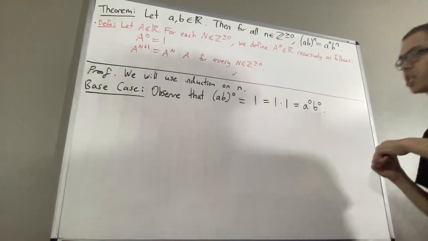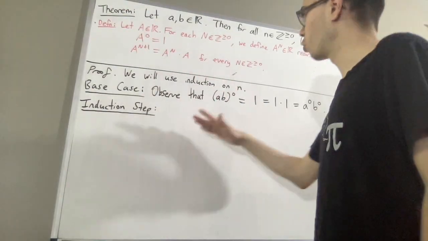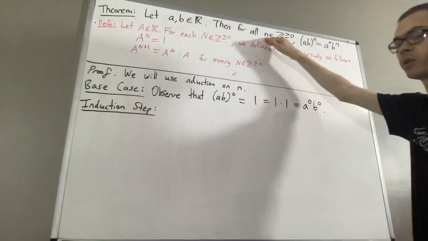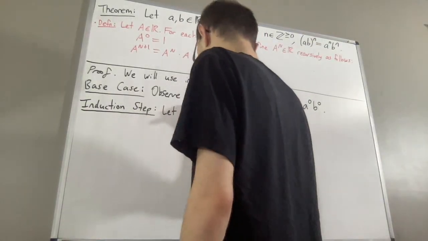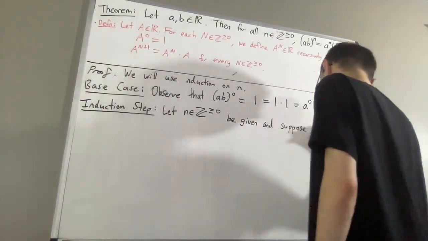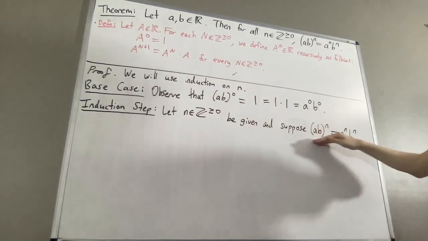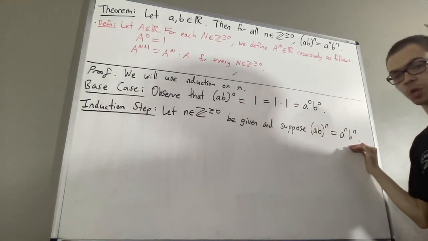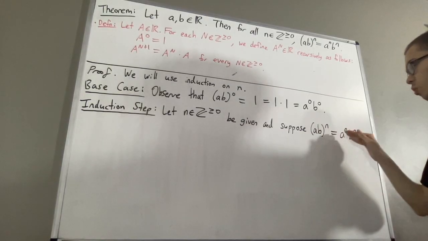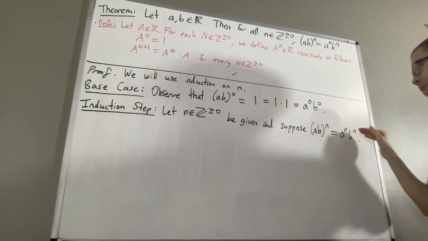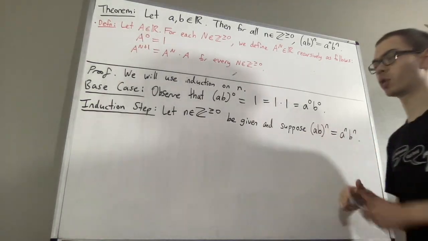Now let's move on to the induction step. In the induction step, we give ourselves an arbitrary integer n greater than or equal to 0, and we assume that this equality is true. The whole goal of the induction step is to show that this equality is also true for n plus 1. So really, we want to show that (ab)^(n+1) is equal to a^(n+1) times b^(n+1). So let's write out the left-hand side, where we have n plus 1 here.